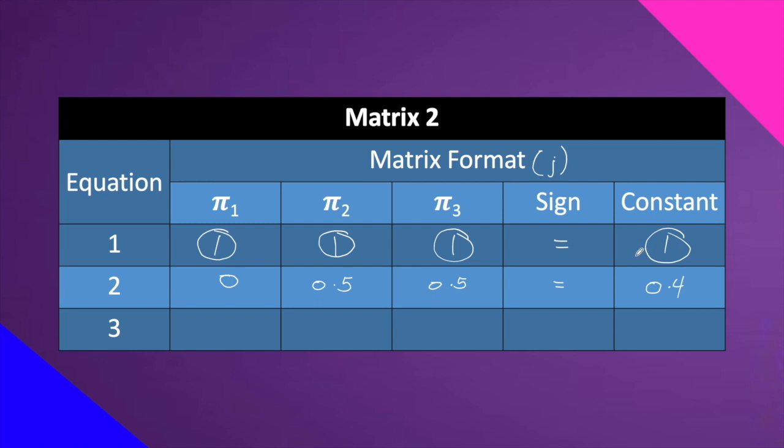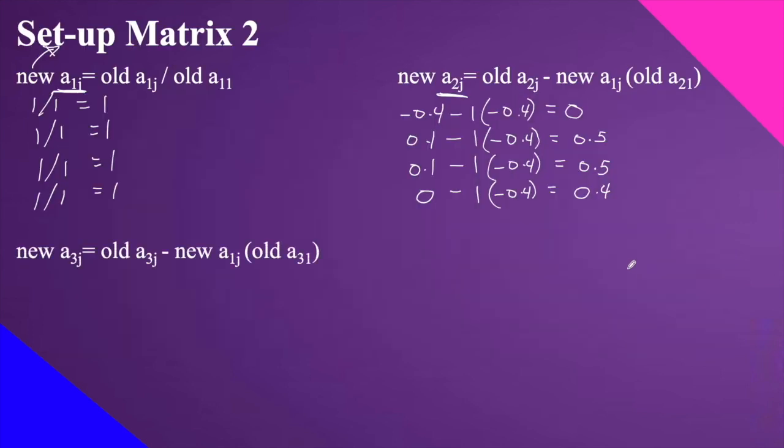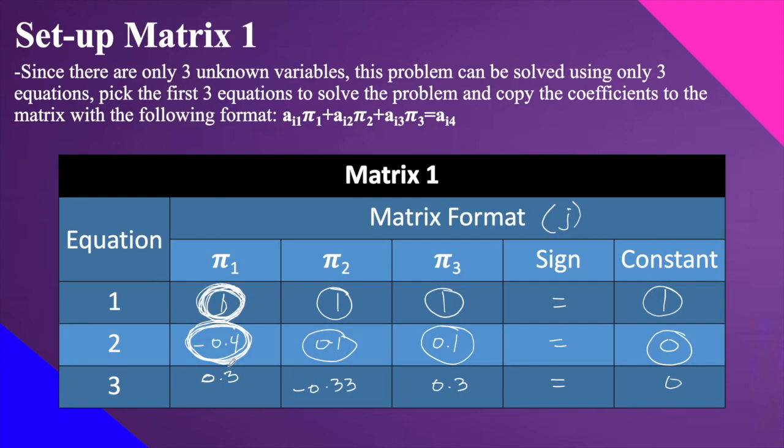For the last row naman natin, ang formula will be new A sub 3j, or yung third column natin, then first row daw, is equivalent to old A sub 3j minus new A sub 1j multiplied to old A sub 3, 1. Okay, simulan natin. Old A sub 3j. Old, matrix 1 yun. Old A sub 3j. Ito po yung 3, third row. J, first J muna. Ito. First J, pag ganun ang tingin, pa-column.